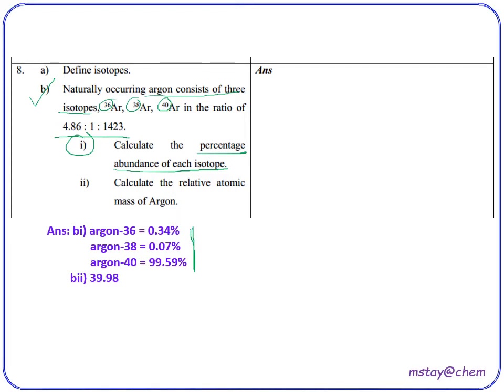Question number 2, calculate the relative atomic mass. I think all of you are very good in this aspect already. Because it is relative atomic mass, there is no unit of AMU. However, just as a reminder, now you have two options. You already calculated the percentage abundance.